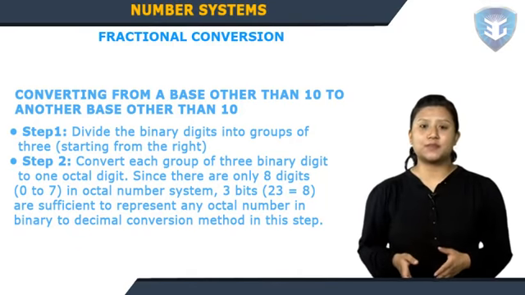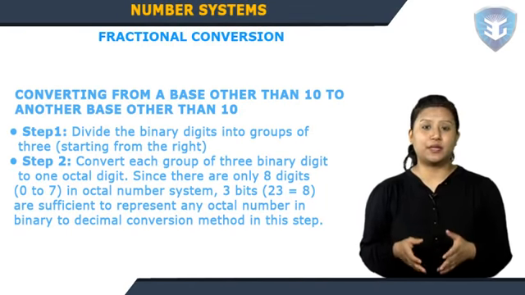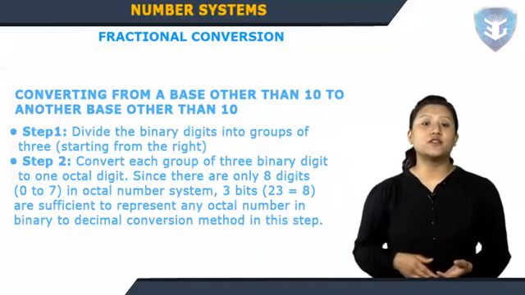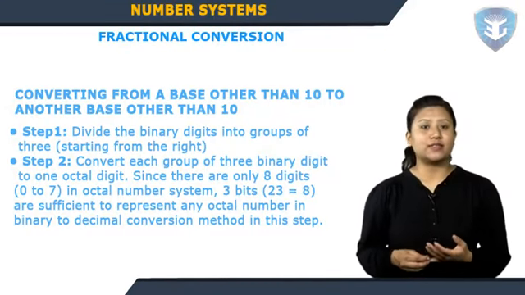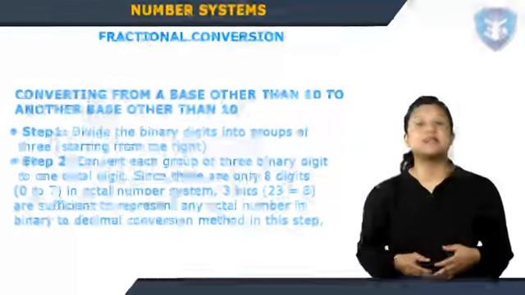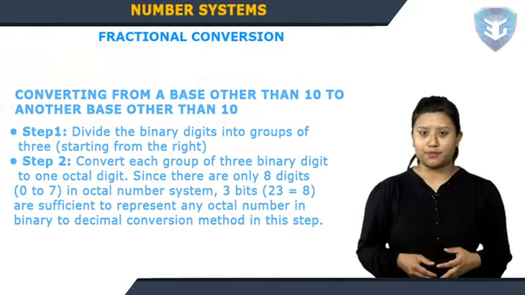The following steps are used to convert a number in a base other than 10 to a number in another base other than 10. Step 1, convert the original number to a decimal number. Step 2, convert the decimal number obtained in step 1 to the new base number.